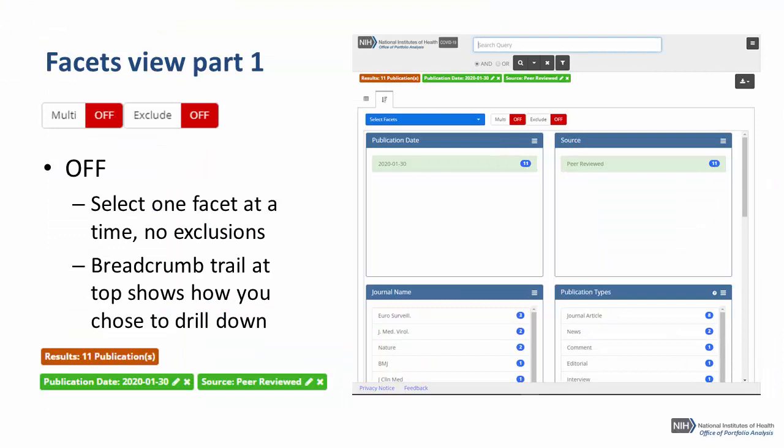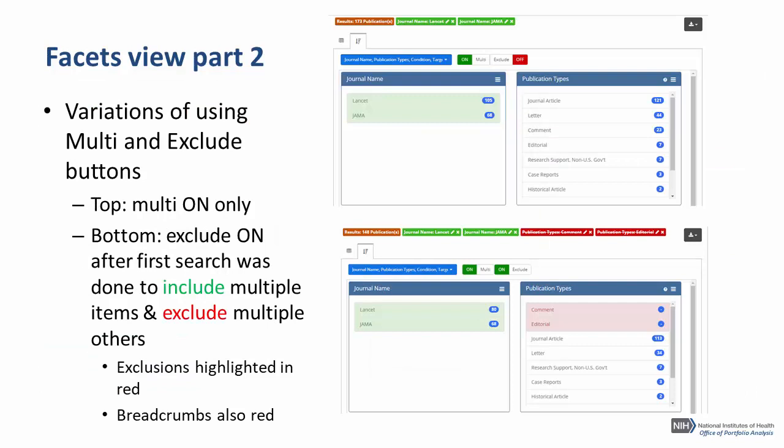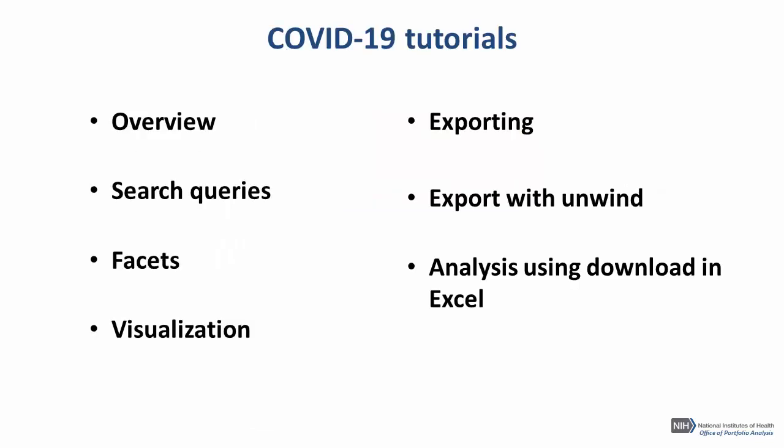This concludes the tutorial on facets. Here is a summary of what we went over today, with screenshots of the multi button and exclude along with the menu to include or exclude. If you want to learn more about any parts of the COVID-19 portfolio, here is a list of other video tutorials as well.